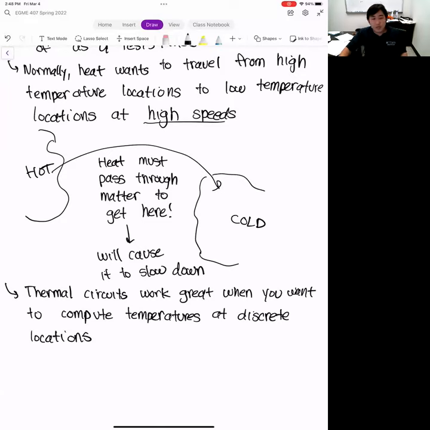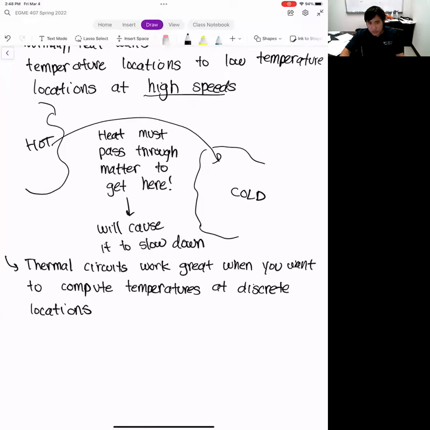And so you've seen that a lot of times when we use thermal circuits, we use them to compute the temperature at a surface or a certain location. Okay, those thermal circuits work great for those. Thermal circuits also work really great when you have a situation where the heat is going to pass through several different layers of material. Okay.